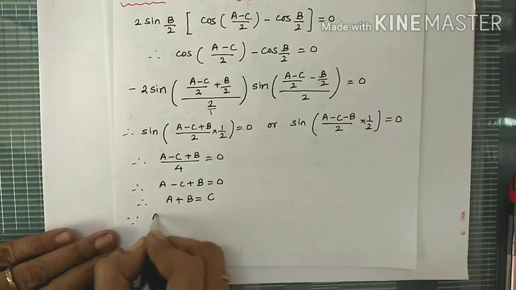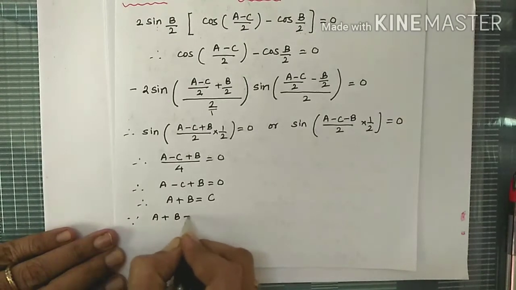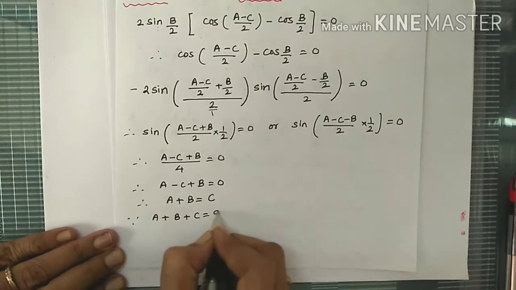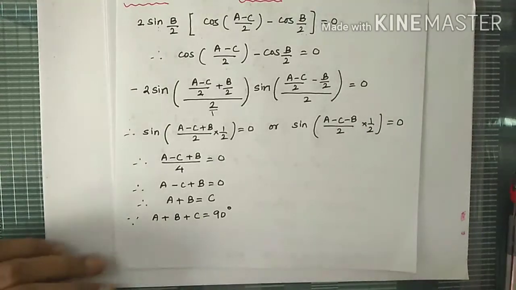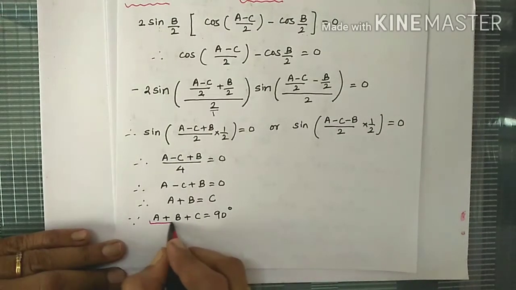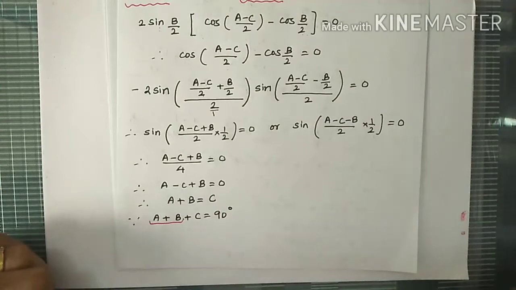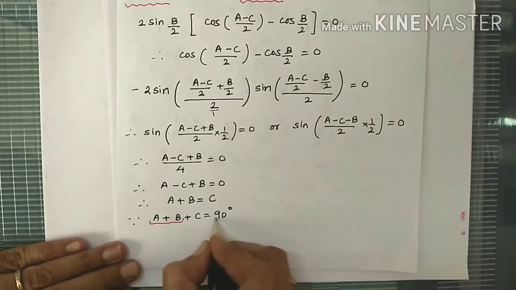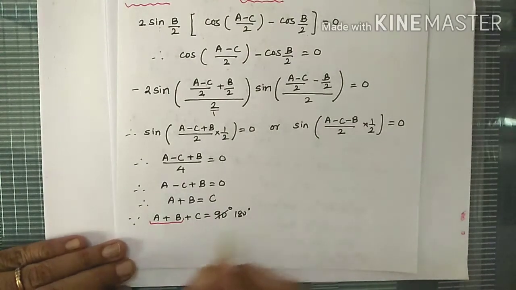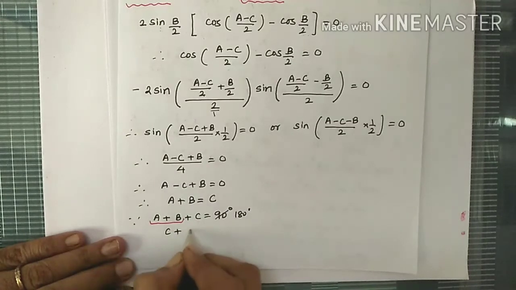Now we have A plus B plus C equal to 180 degrees. But A plus B is C. So we can replace this A plus B by C. So that becomes C plus C equal to 180 degrees.